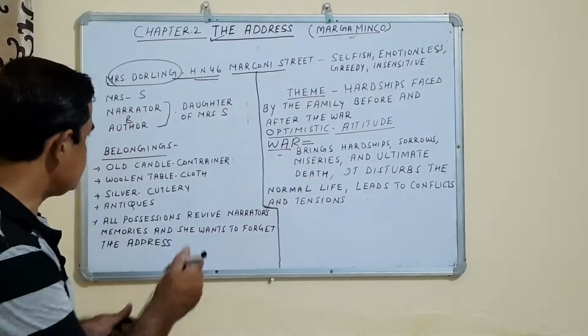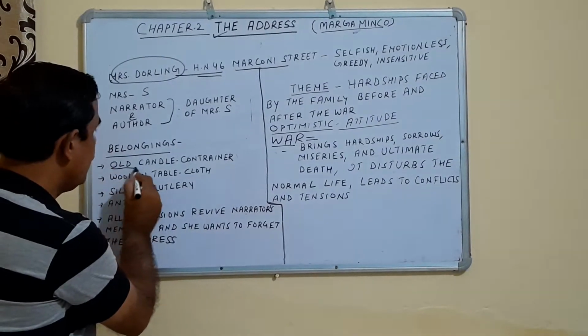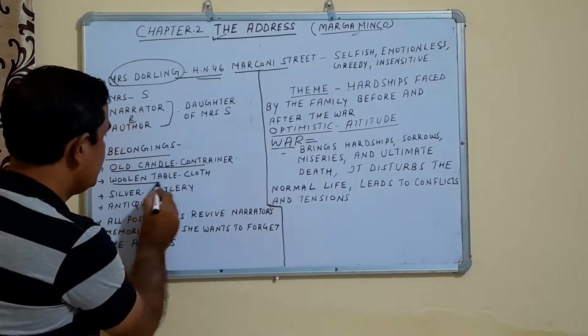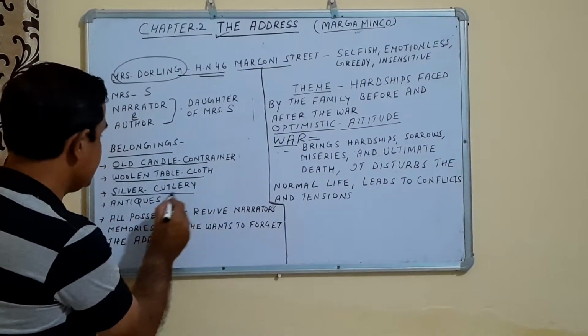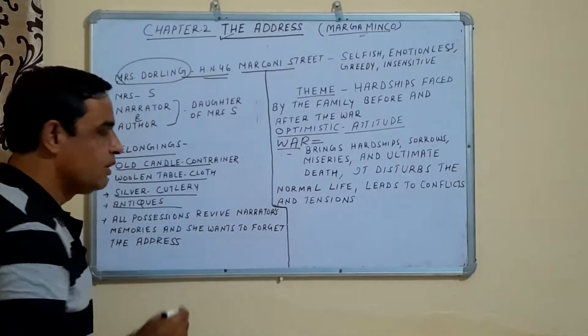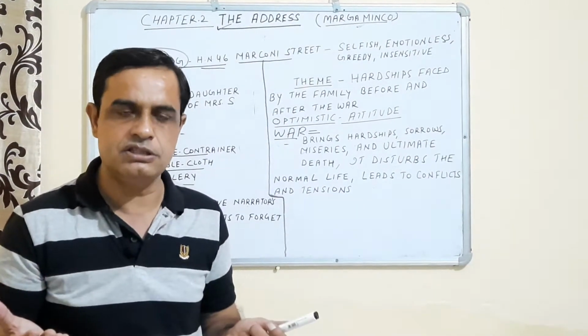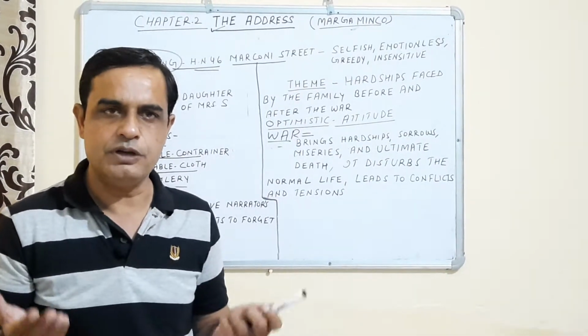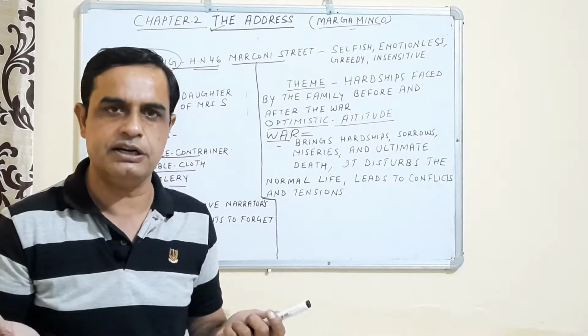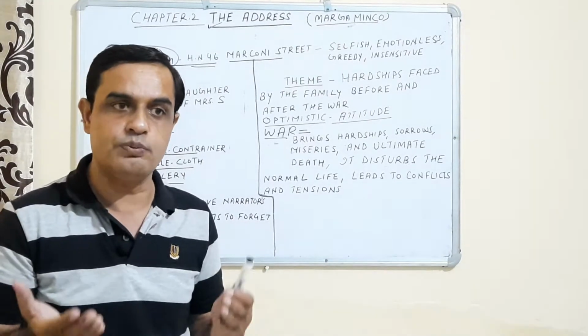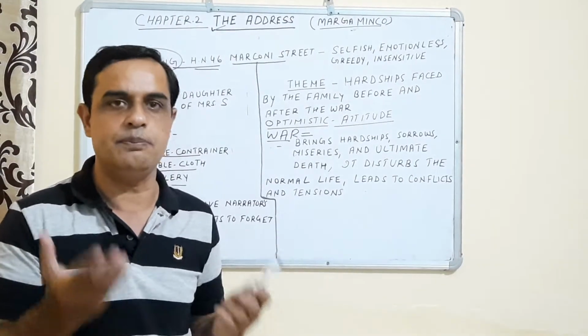What possessions were shifted to Mrs. Darling's house? Green cardigan, old candle container, woolen tablecloth, silver cutlery, antiques. All these things were shifted there. They were in a strange space. It was very horrible and fearful for the narrator to remember, to memorize, and to see and watch the belongings.